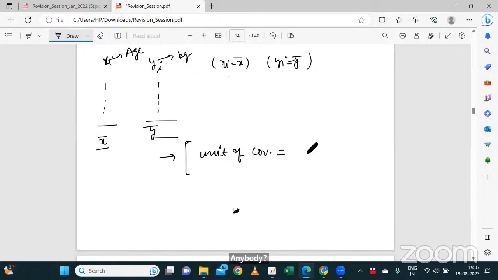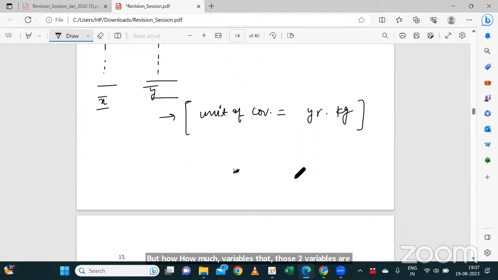Age, kilogram. Year into kilogram, right? Okay. Now one problem arises here. Covariance tells us basically the strength of linear association between two variables. But how much strength is there? How much are those two variables associated? Whether it's positive.